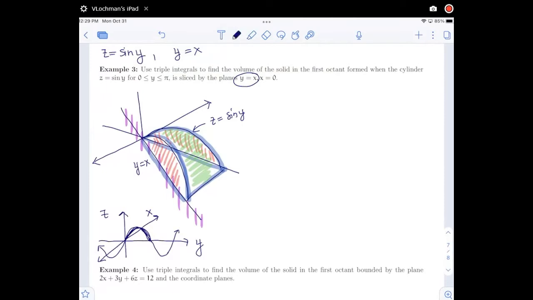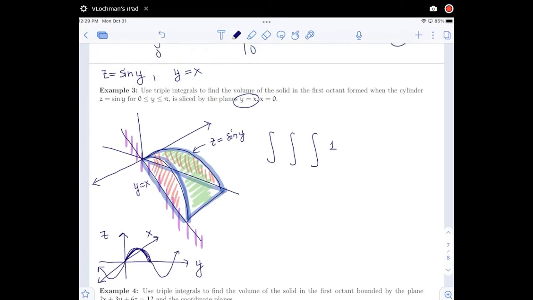All right, so how do I do this? Let's go ahead and set up. It's a triple integral. I'm going to compute 1. That's going to be my integrand. I'm going to integrate 1. And now the question is, what are my limits?